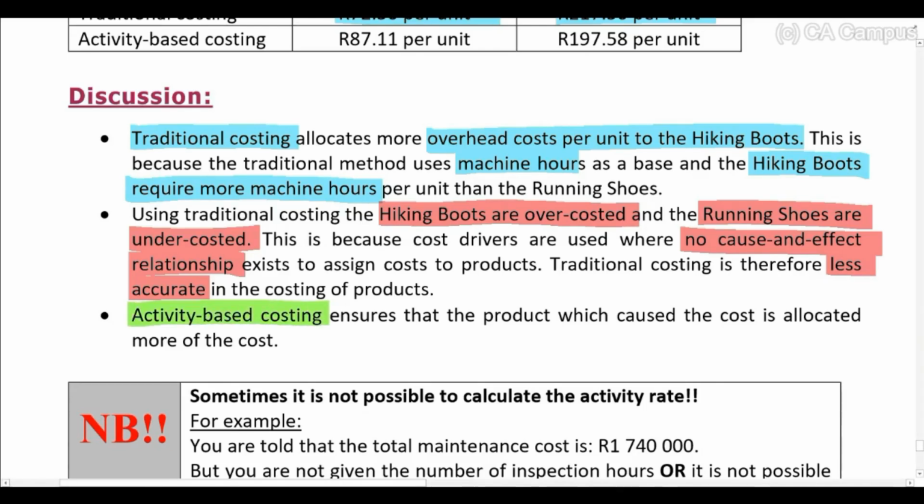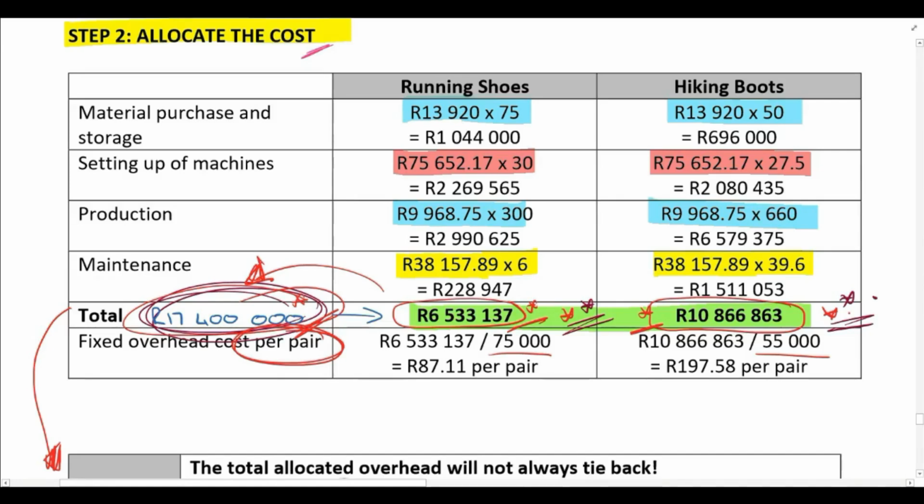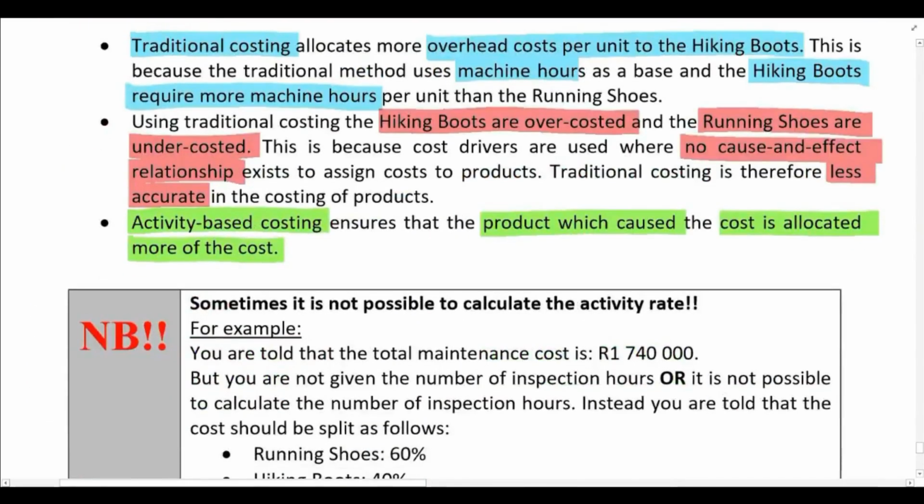However, when we did the calculation using activity-based costing, we ensured that the product which caused the cost was allocated more of the cost. So we needed to look at that in a bit more detail over here. When it came to material purchase and storage, the product that required more orders was allocated more of the ordering cost. For the setup of the machines, the one with more setup hours was allocated more of the cost. For production, the one with more machine hours was allocated more of the cost. And for maintenance, the one with more inspection hours was allocated more of the cost. So the product that actually causes the cost to occur is being allocated more of the cost. So obviously that results in a lot more superior costing of our products. So make sure you can also discuss.